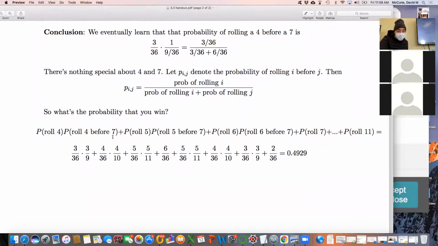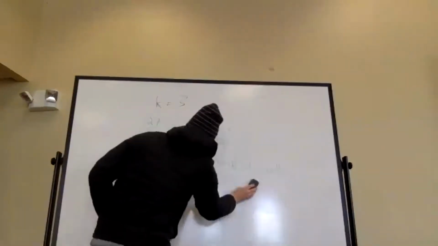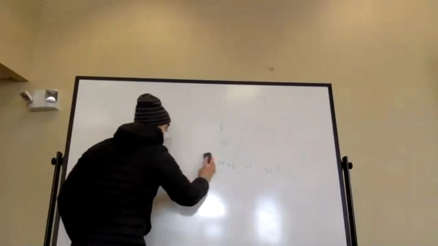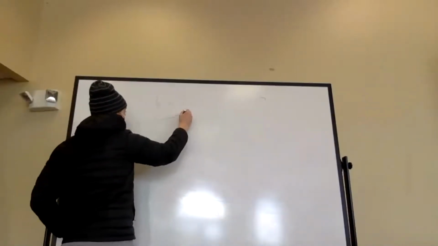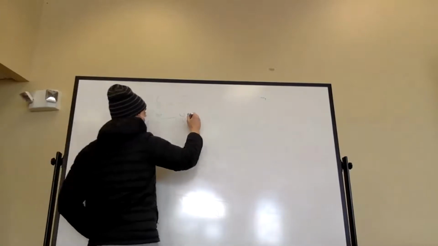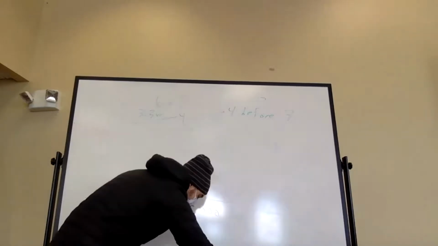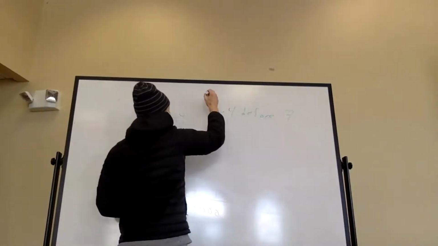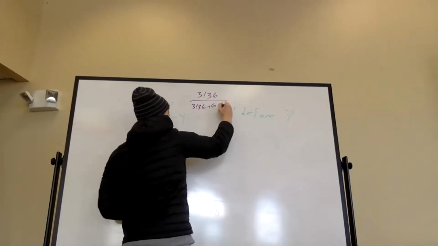Okay, so here it is. Here's the eventual sum we get. So let me again draw the tree real quick, and then we'll be done with this, just to make sure we all understand where the sum is coming from. Okay, so inside that tree, let me show you all the ways we can win. We could roll a 4 initially. That probability is 3 out of 36. And then we could roll a 4 before a 7. And we have this nice formula now that says the probability of 4 before 7 is like this: 3 out of 36 divided by 3 out of 36 plus 6 out of 36.